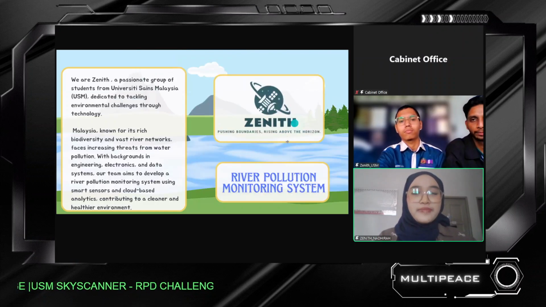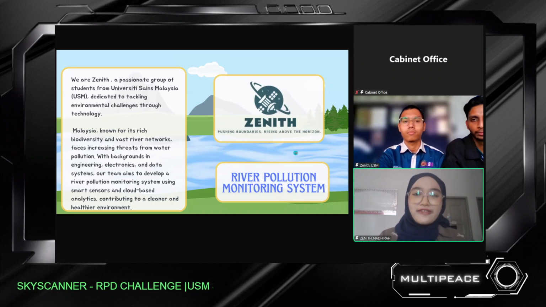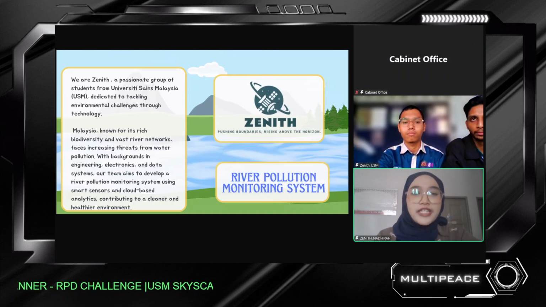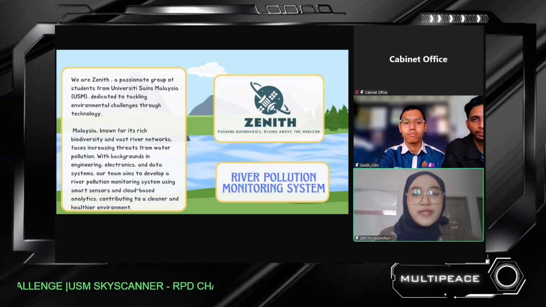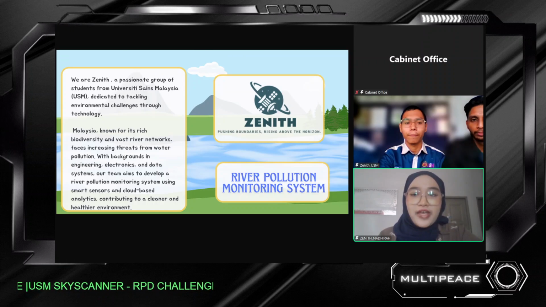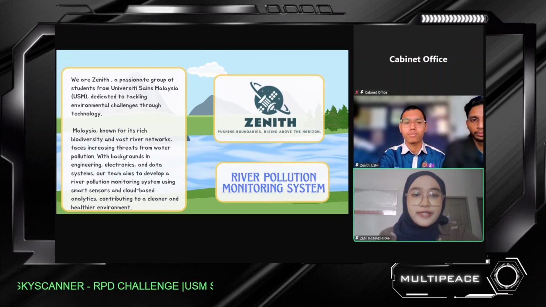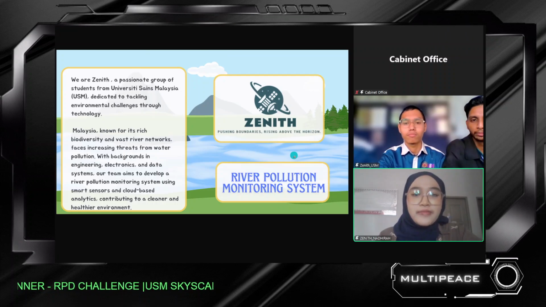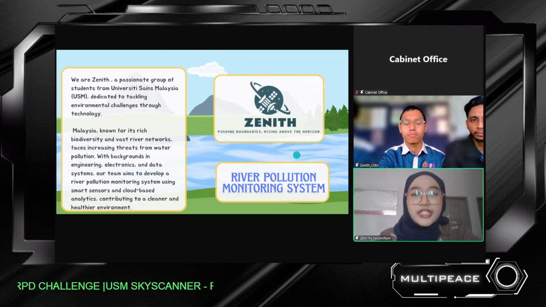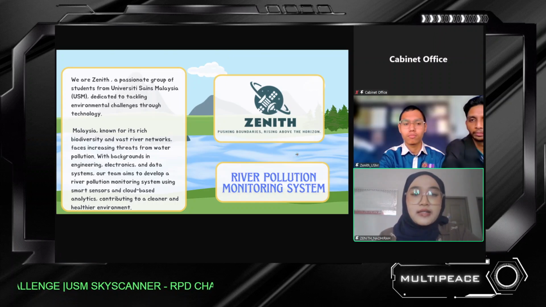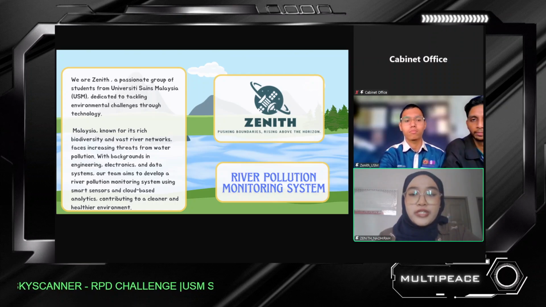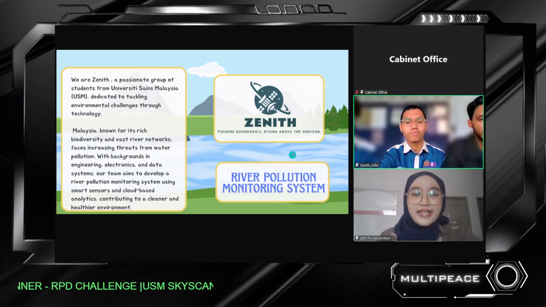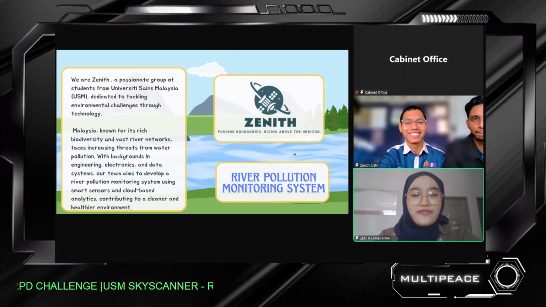Our country Malaysia is known for its rich biodiversity and vast river networks that face increasing threat from water pollution. Waste from factory and sewage contaminates water sources, making them unsafe for daily use and harming the ecosystem. To address this issue, our team aims to develop a river pollution monitoring system using smart sensors and cloud-based analytics that aims to provide real-time pollution data, allowing for faster response, contributing to a healthier environment.